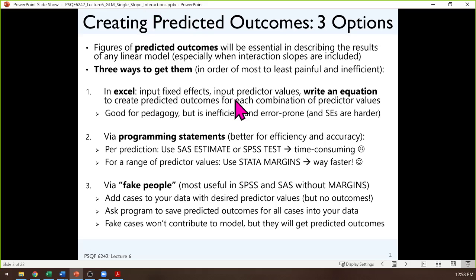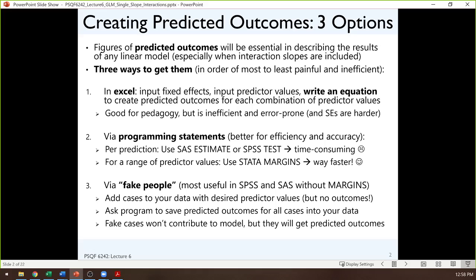So there are at least 3 different strategies that people use to create predicted outcomes from a model. So you have your model predictors. You want to talk about what your predicted cognition score would be for somebody who's this age, this gender, this level of physical functioning, etc., right?